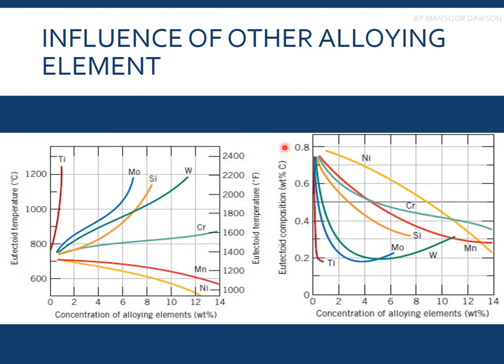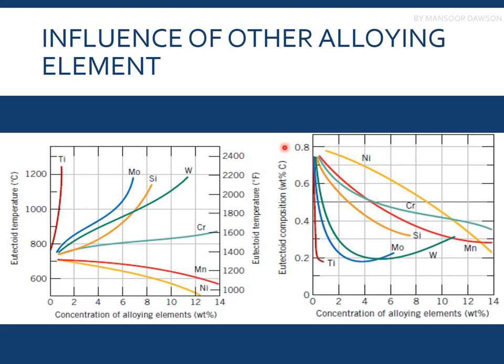And by adding these alloying elements, we would have some other impacts on the iron carbon chemistry, the steel chemistry, which we'll be discussing in some other lecture. Alright, so that was it about the iron carbon diagram. Thank you.